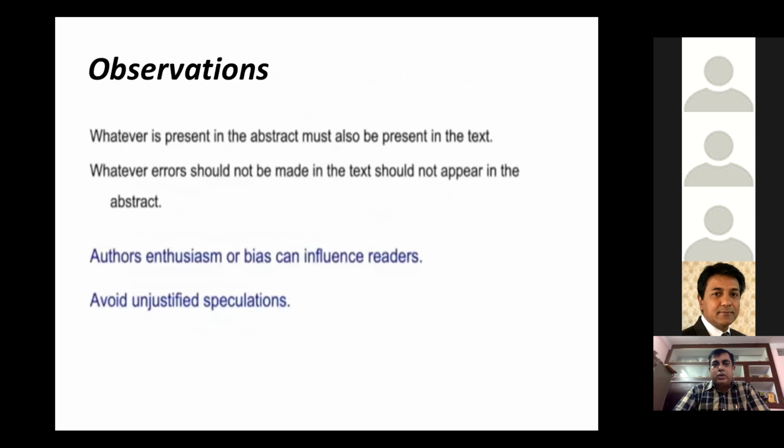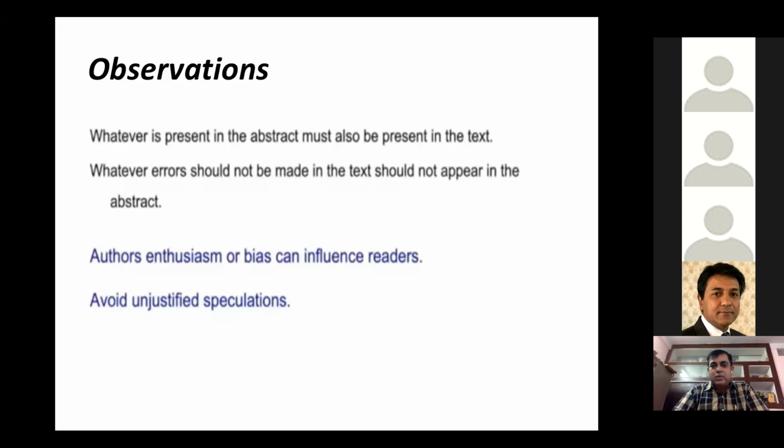A few observations: whatever is present in the abstract must also be present in the text. One study in a very highly cited journal found that 70% of the papers had this problem. In the abstract you are giving one piece of information, but inside the manuscript there was other information. So there should not be a mismatch. Whatever errors should not be made in the text, that we learned from the previous webinars, from the introduction, then the materials and methods, results, discussion, and conclusion, those errors should not be made in the abstract also.